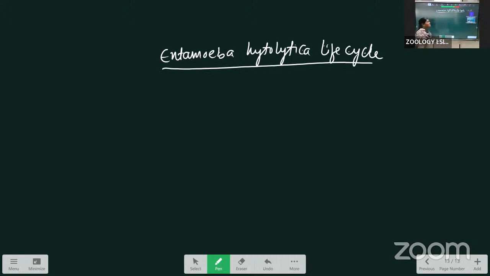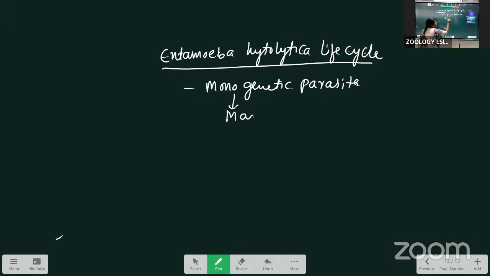Before discussing the life cycle, the structure is also there. First, the introduction. Entamoeba is mainly a parasite. It is a monogenetic parasite. Why do we call it a monogenetic parasite? Mono means one. The parasite completes its life cycle in a single host. That's why we call it a monogenetic parasite. Here, Entamoeba completes its life cycle in the human, or man.